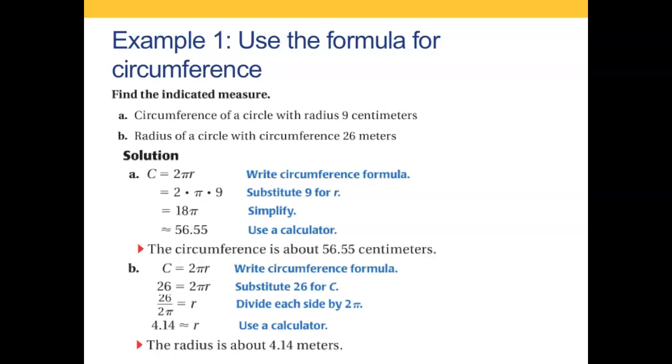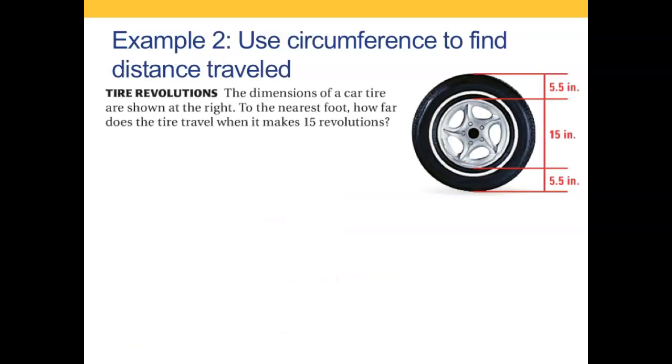Okay, take a look at example 2. Use circumference to find distance traveled. The dimensions of a car tire are shown at the right. To the nearest foot, how far does the tire travel when it makes 15 revolutions? Looking at this picture, the dimensions given are 5.5 inches for the thickness of the wheel at the top, 5.5 inches for the thickness of the wheel on the bottom, and then 15 inches in between.